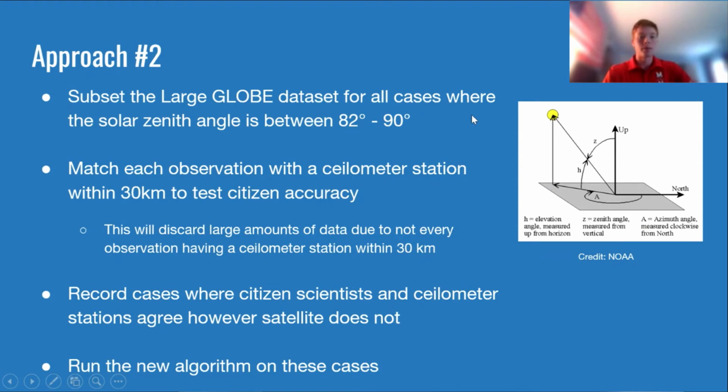observation. As mentioned before, we would then just match each observation with a ceilometer station, and it needed to be within 30 kilometers because the citizen and ceilometer need to be close, so they're measuring the same area. And this did discard a good amount of data, but it was worth it because we could efficiently go through the data that we had. And then after we would go through all that data, we would again record the cases and at the very end, run the new algorithm on them to see if it helped improve cloud detection.